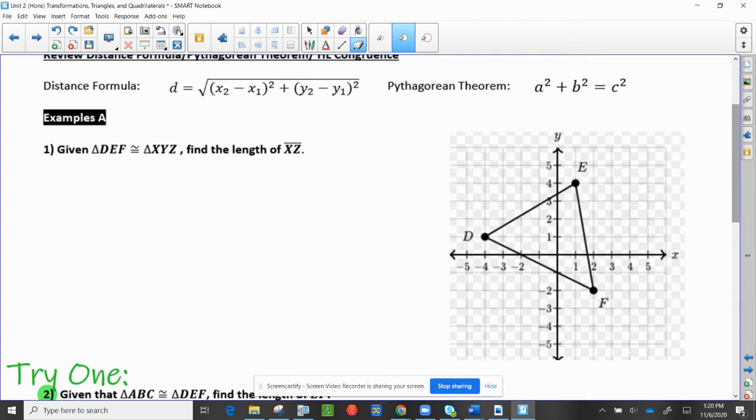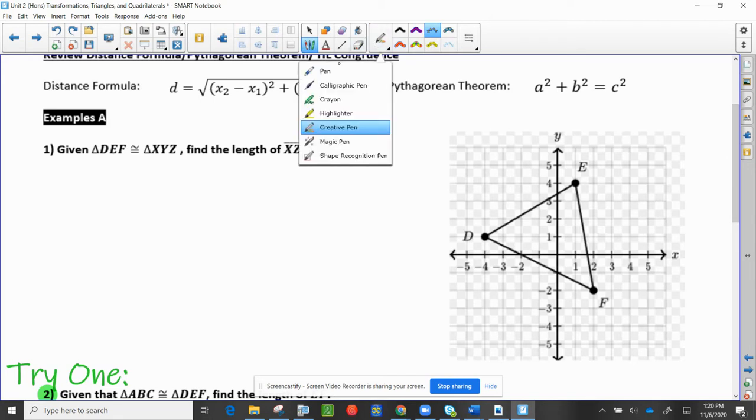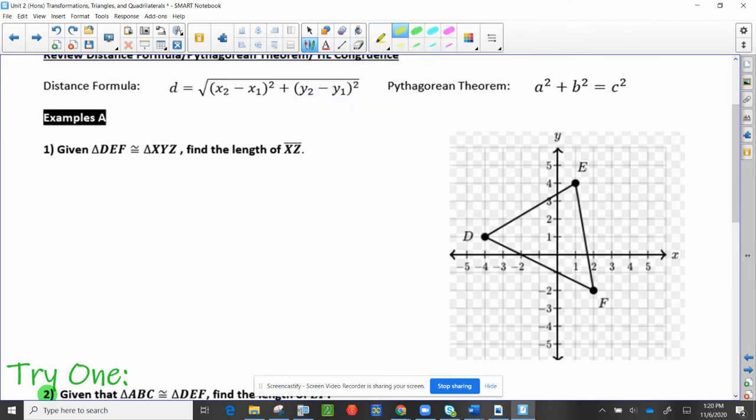Triangle DEF is congruent to triangle XYZ. They want us to use this information to find the length of XZ. So really quick, let's look at our congruent statement. XZ would have to be congruent to DF. So that means I have to find the length of that side on my triangle.